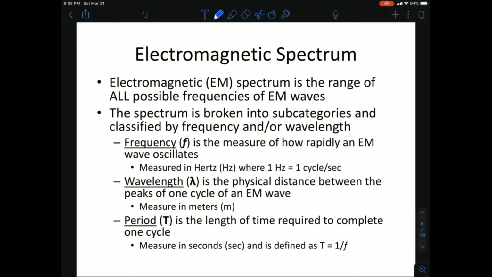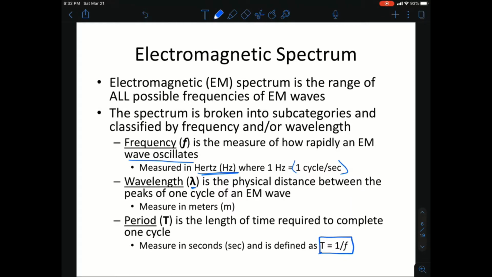So we have this concept of frequency, which basically measures how fast a wave oscillates, and it's measured in hertz. A hertz is a cycle per second. And then you have wavelength, lambda, that's this Greek symbol here. It's the physical distance from peak to peak in one cycle of a wave, and is measured in meters. And then you have your period, which is the length of time that it requires to complete one cycle. That's measured in seconds and is defined according to this right there. So those are going to be important ways for us to talk about individual waves.